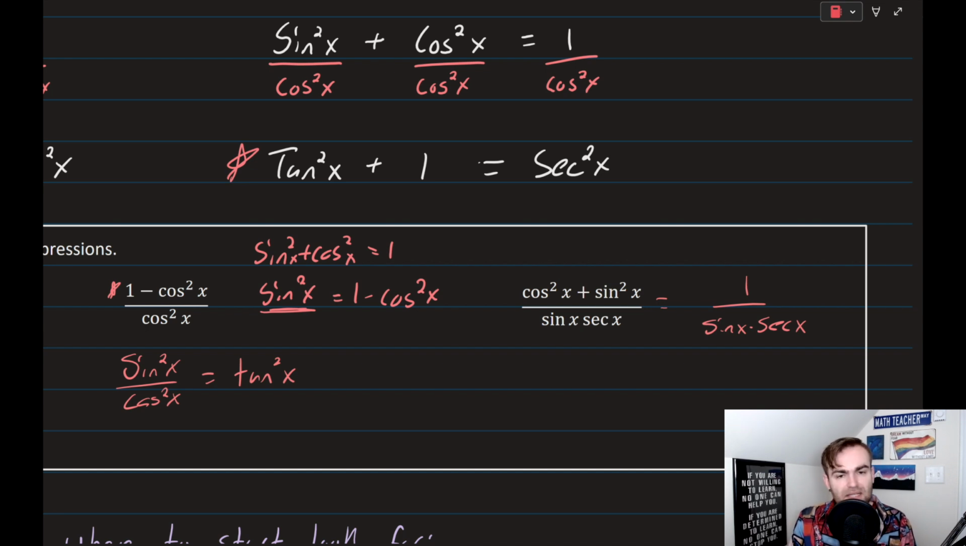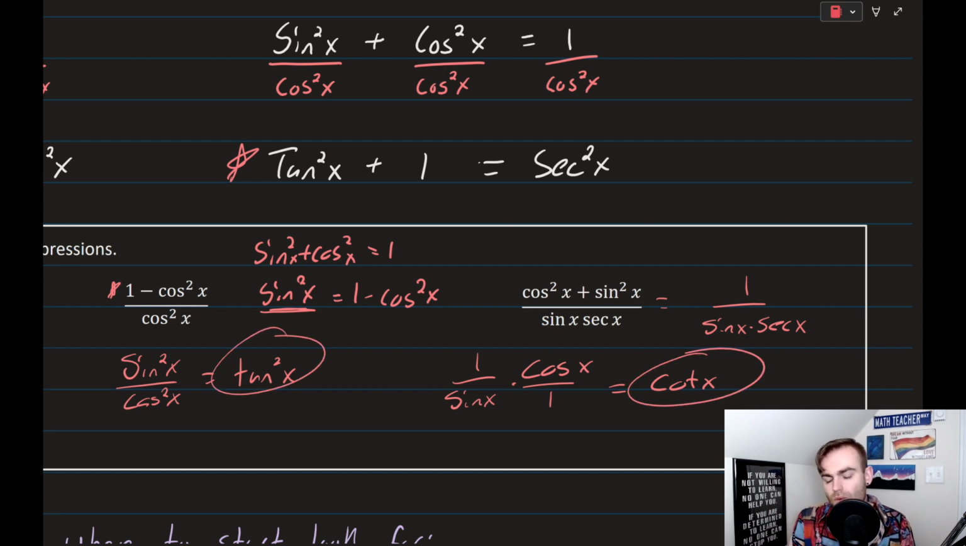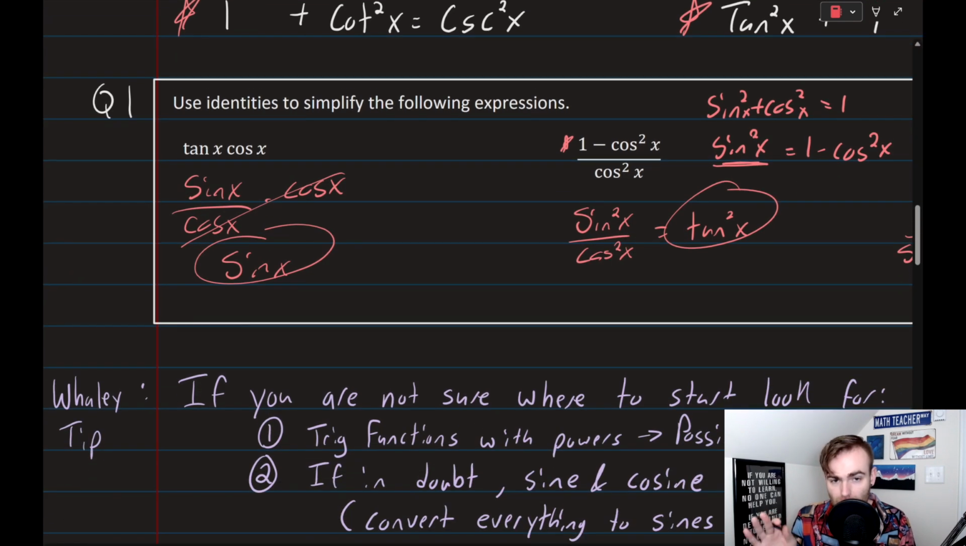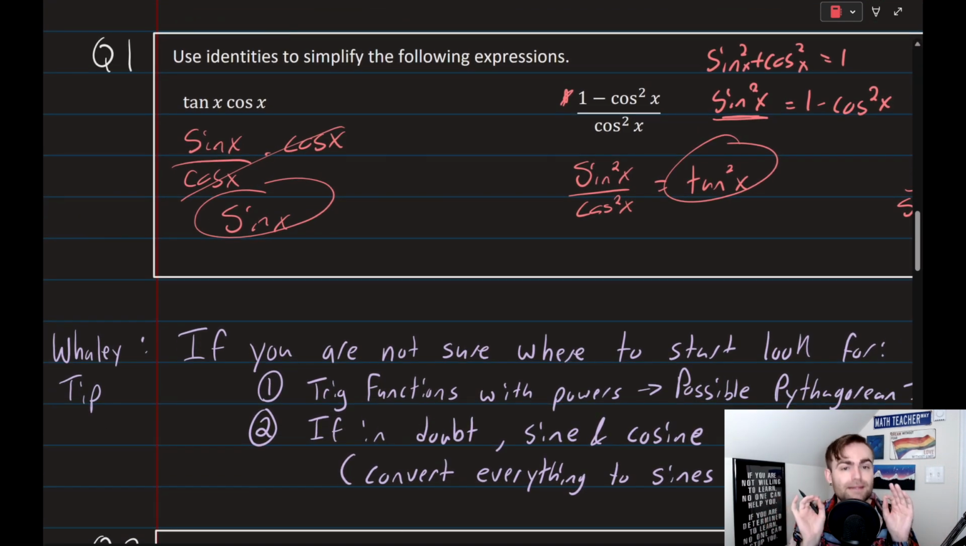Well, let's split this fraction apart. We have 1 over sine x, and 1 over secant is cosine, times cosine x over 1. Cosine over sine is cotangent. So there we go. All of these got broken down into a singular trig function. It might be squared or something like that, but I digress.